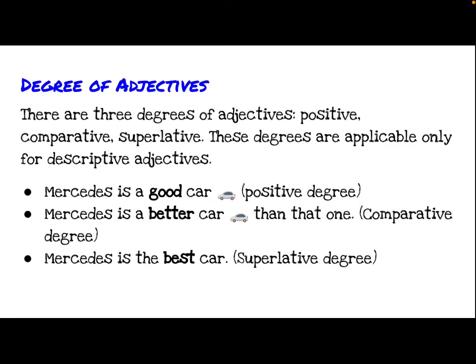The last part of this video is talking about degrees of adjectives. There are 3 degrees of adjectives: positive, comparative, and superlative. Do note that these degrees are applicable only for descriptive adjectives. The first example is about positive degree. Mercedes is a good car. The second example is about the comparative degree. Mercedes is a better car than that one. And the last example is about the superlative degree. Mercedes is the best car.